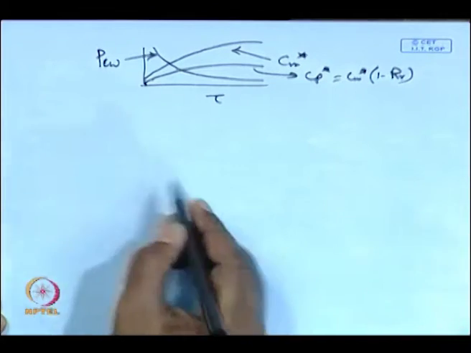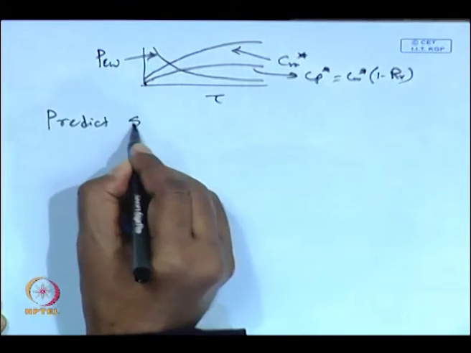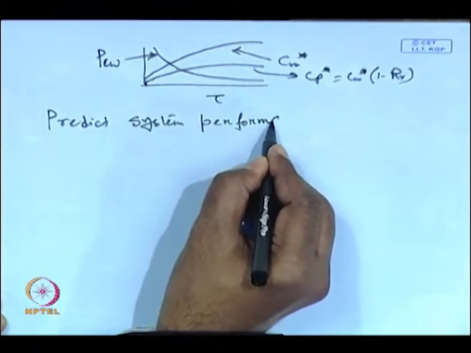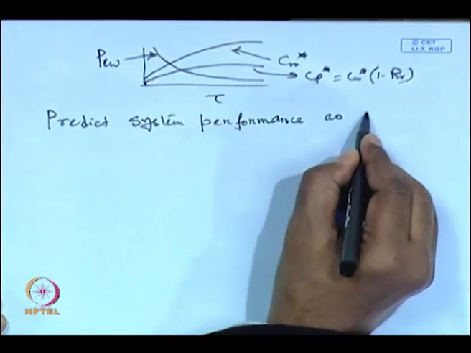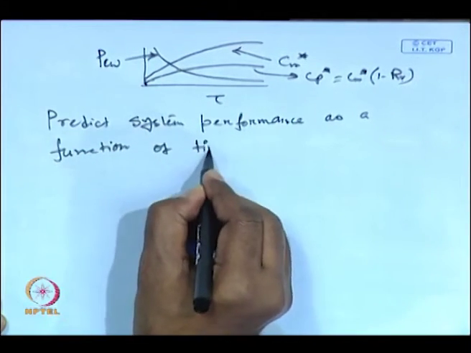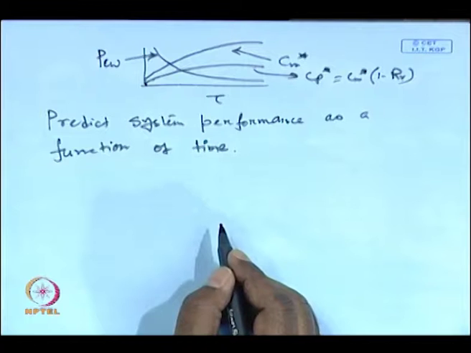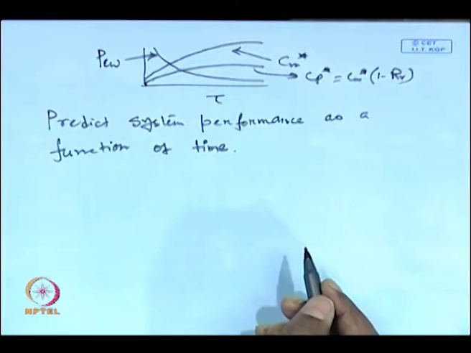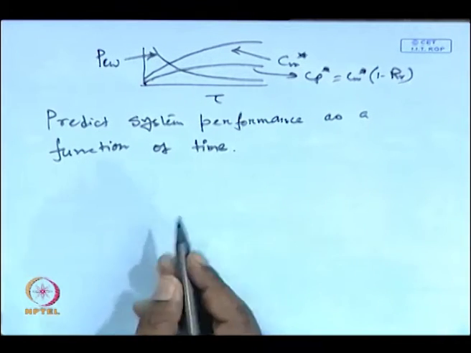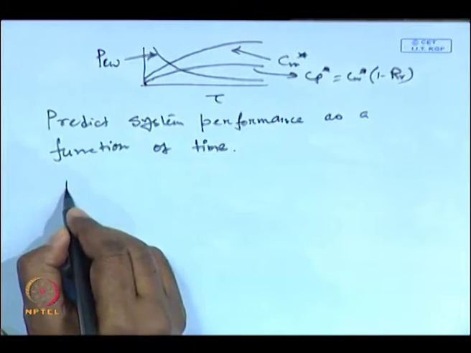Okay. So, this way one can predict the system performance as a function of time in an unstirred batch cell experiment. And why you are conducting the unstirred batch cell experiment, I think we have discussed that issue earlier. Now, being a chemical engineer, you may be interested in what is the expression of mass transfer coefficient in this case.